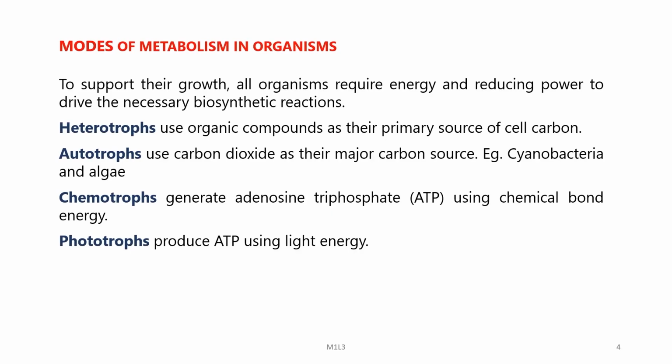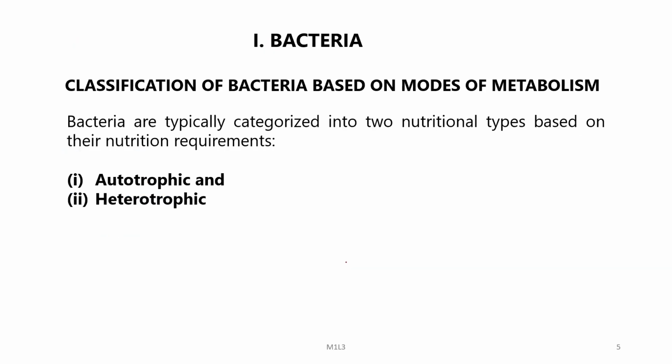So, some of these are the heterotrophs, which use organic compounds as their primary source of cell carbon. Then we have autotrophs, which use carbon dioxide as their major source of carbon, like cyanobacteria and algae. Then we have chemotrophs that generate energy or ATP using chemical bond energy. Then finally we have phototrophs, which produce ATP using light energy. Now, these modes of metabolism can actually be used for classifying organisms, especially bacteria. So, let us study the classification of bacteria based on the mode of their metabolism.